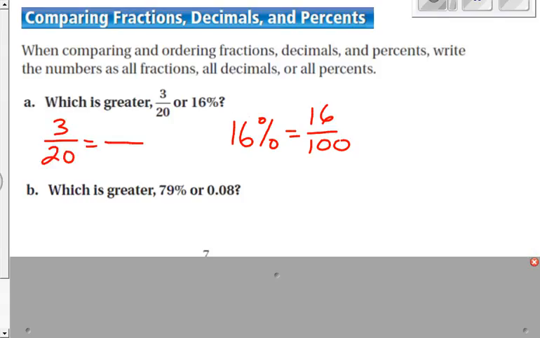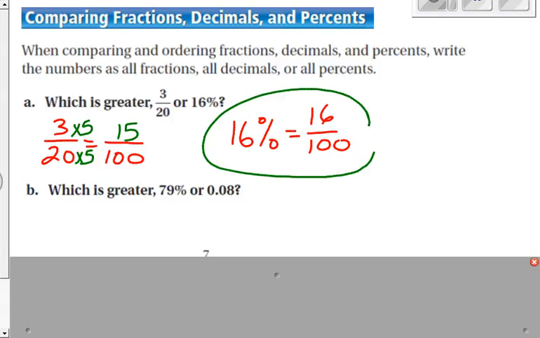We know that 20 does go into 100 evenly. It goes into 100 5 times. So since we multiplied the bottom by 5, we got to multiply the top by 5. 3 times 5 is 15. So we have two fractions, 15 over 100 and 16 over 100. And the question is asking which is greater. Because they both have a denominator of 100, we look at the tops, and we know 16 over 100 is the bigger fraction. So 16% is greater than 3 over 20.